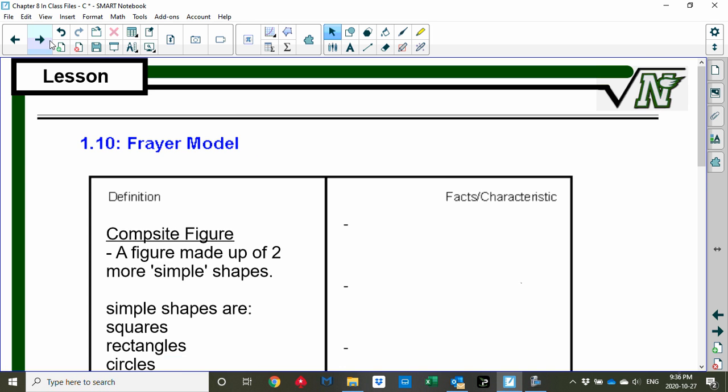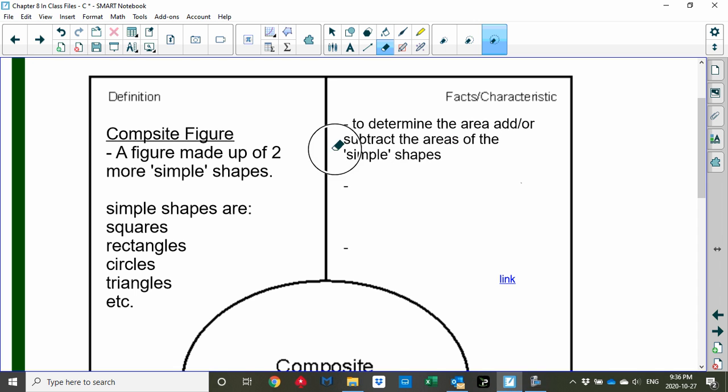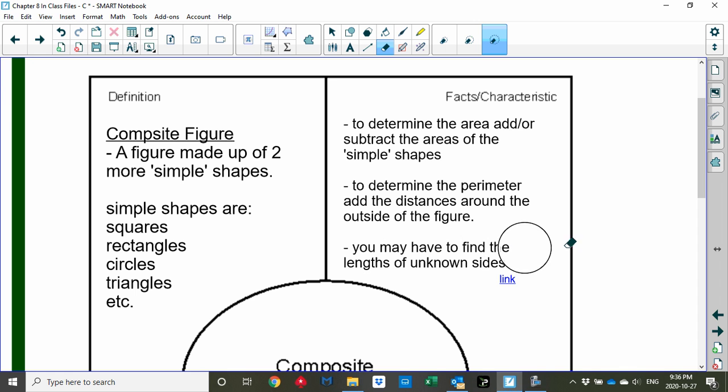because they're all simple shapes that I know the formula for. Some of the facts or characteristics: to determine the area, break the shape apart like we did with that yard, figure out all the individual areas, and then add them back together or subtract them depending on the question. But for a perimeter, just make sure you calculate the outside. Don't include the middle, just the distance around the outside. And sometimes you have to find unknown lengths, okay? Sides that aren't labeled, you have to find them in order to keep going. So pause the video, you can copy this out.